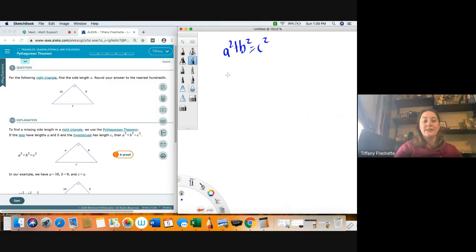So Pythagorean theorem. Why is it named that? Because Pythagorean is the name of the person that came up with the theorem, so they named it after him. Pythagorean theorem: a squared plus b squared equals c squared.